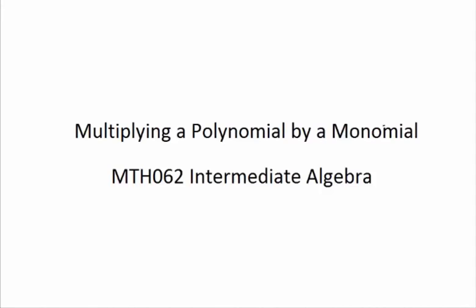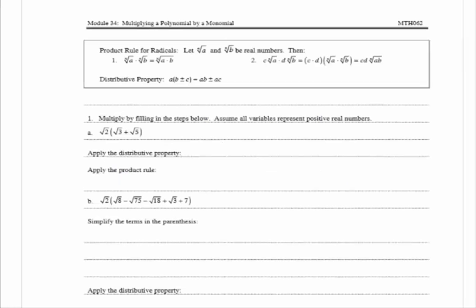In this video, we're going to be multiplying a polynomial by a monomial. The product rule for radicals: let the nth root of a and the nth root of b be real numbers, then in number 1, the nth root of a times the nth root of b is equal to the nth root of a times b. In number 2, c times the nth root of a times d times the nth root of b is equal to c times d times the nth root of a times the nth root of b, which is equal to c times d times the nth root of ab.